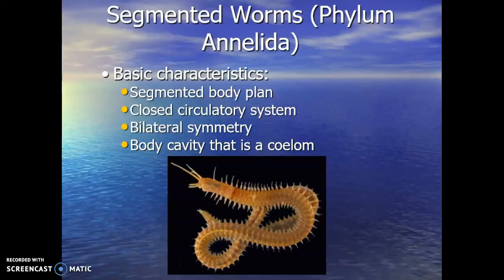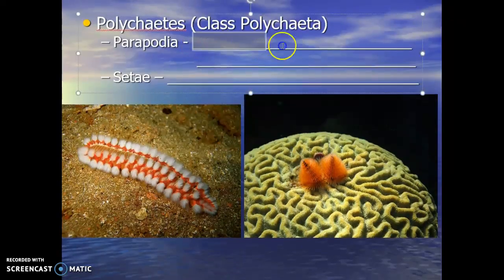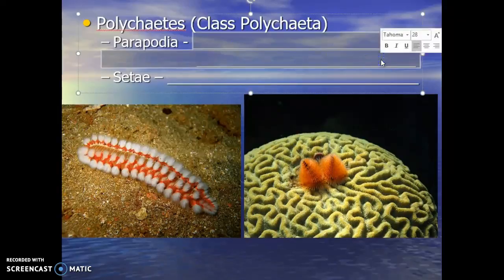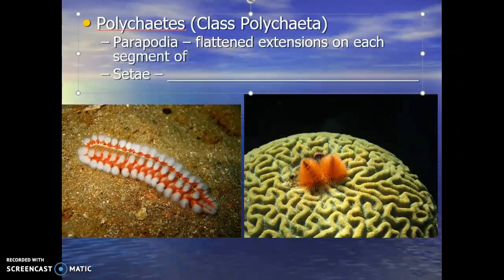And you guys will get to see these, and they're actually a lot of fun to play with. So, okay, the class is Polychaeta. These are the polychaetes. These are marine segmented worms. Now, big feature for the polychaetes is they all have these things called parapodia. Parapodia are flattened extensions on each segment of the body.